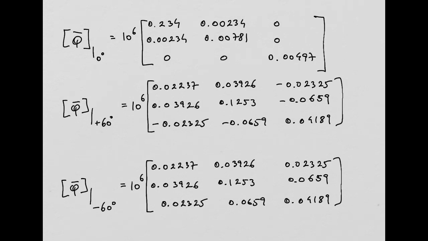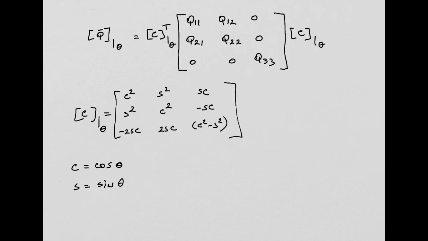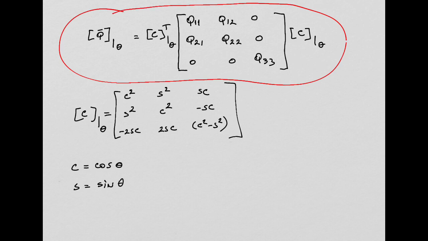We can continue. So we ended the session in the morning at this point for this example. So we built the stiffness of each ply. We built the stiffness matrix of each ply by using this equation here. Okay.